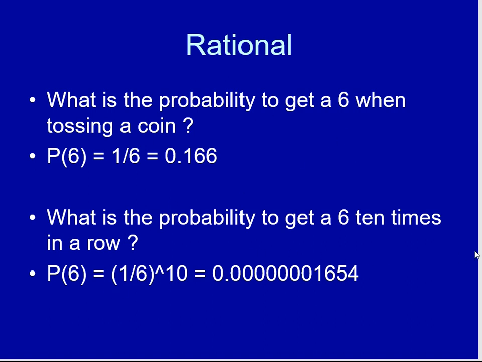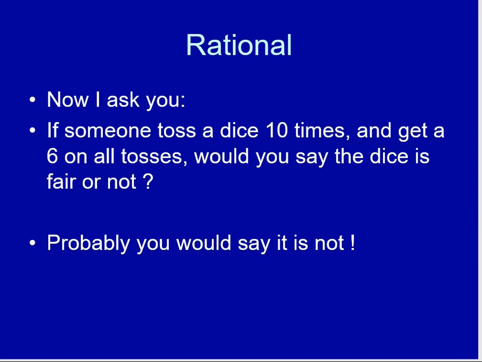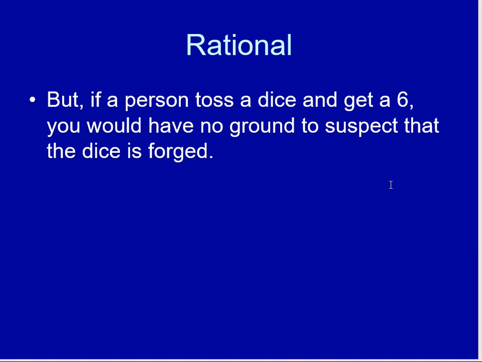And what if you get a lot of 6s? If someone tosses the dice 10 times and they get a 6 on all the tosses, would you say the dice is fair or not? Probably you say not. Same rationale as the gambler. The outcome that you're seeing is not expected. You don't expect to see a lot of 6s in a row, and therefore you suspect that something is happening.